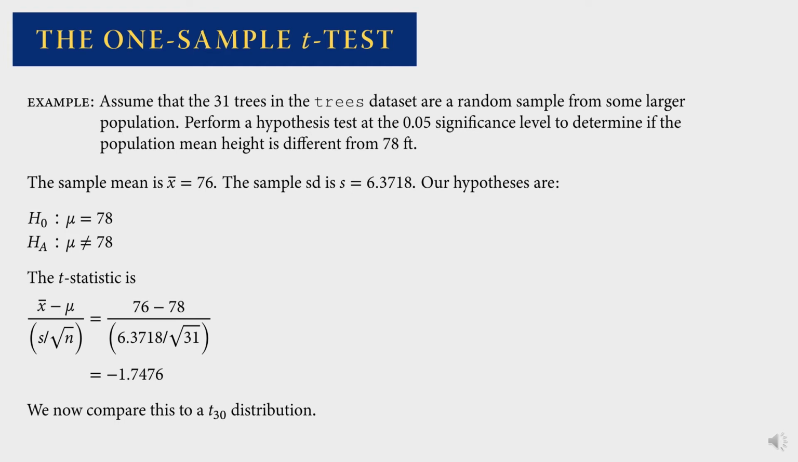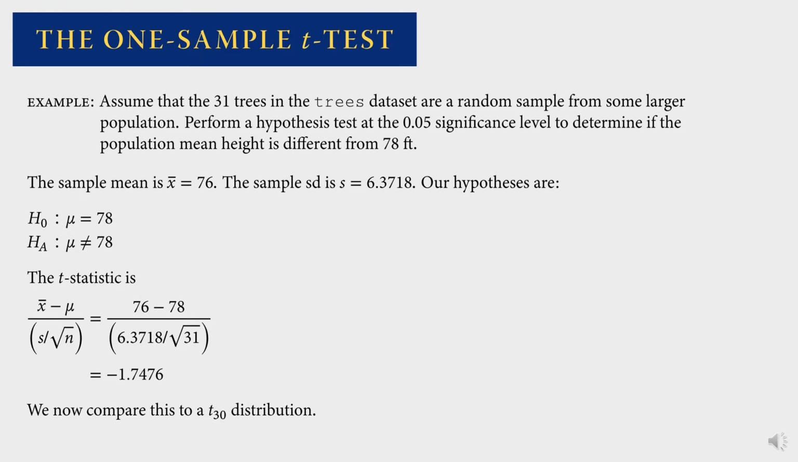But we've satisfied the conditions for the t-test. Our null hypothesis is that the population mean is no different from 78. Our alternative hypothesis is that the population mean is not 78 feet. This is a two-sided test. We'll look in both directions.